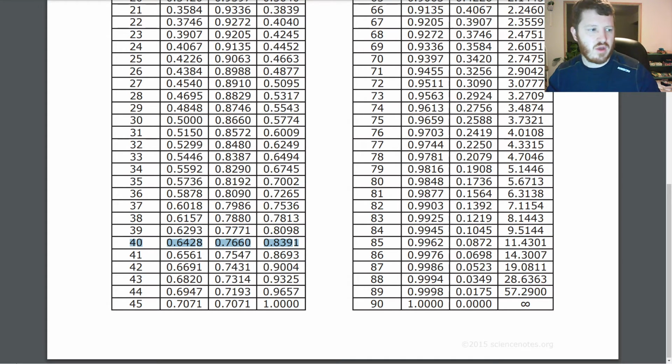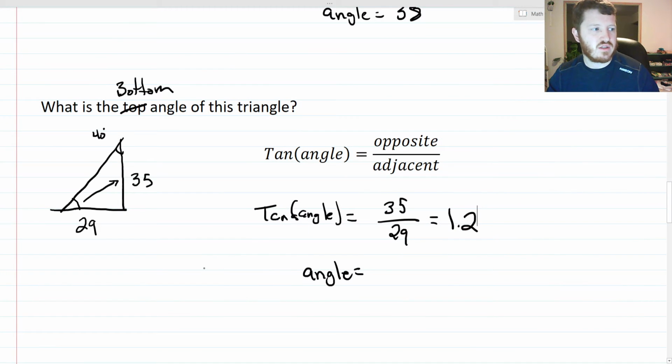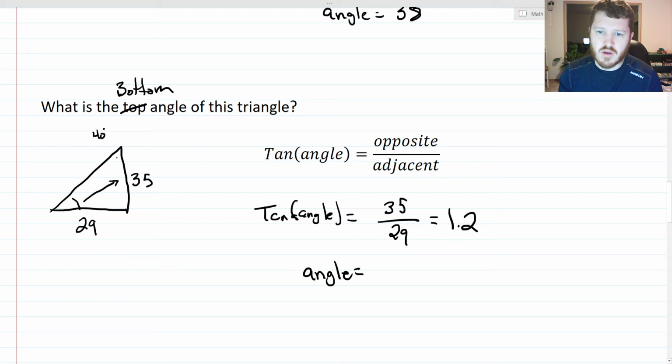Oh, I just realized I did this whole question without you seeing it. So I've changed it from the top angle, which was up here, to the bottom angle, which is down here. And that means that the adjacent is no longer 35, because I'm not talking about this angle anymore. I want to find this one. So if we're talking about this angle, the opposite is 35 and the adjacent is 29. So opposite over adjacent is 35 over 29, which is 1.2.